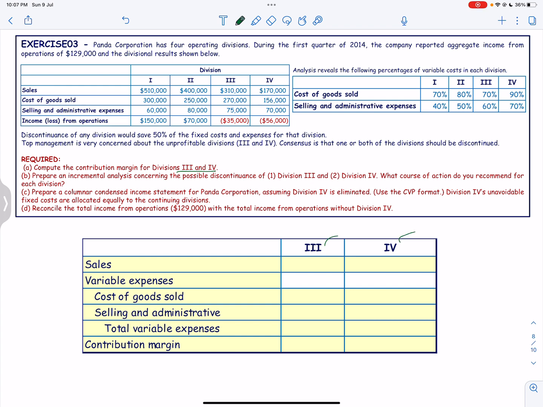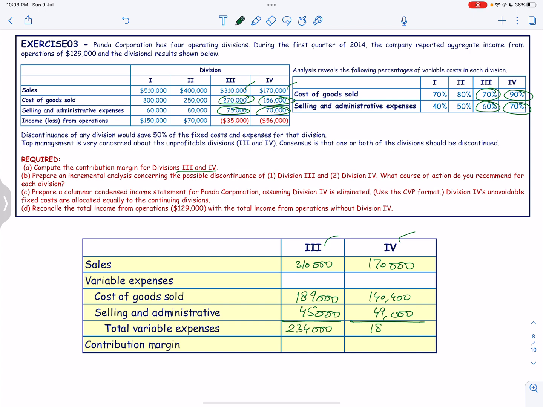So we have division 3 and 4, and we have the sales 310,000 and 170,000. The variable expenses are cost of goods sold for division 3 is 70% of 270,000, and that is 189,000. For division 4 it is 90% of 156,000, that is 140,400. The selling and administrative are 60% of 75,000, that makes 45,000. And for division 4 it is 70% of 70,000, that is 49,000.